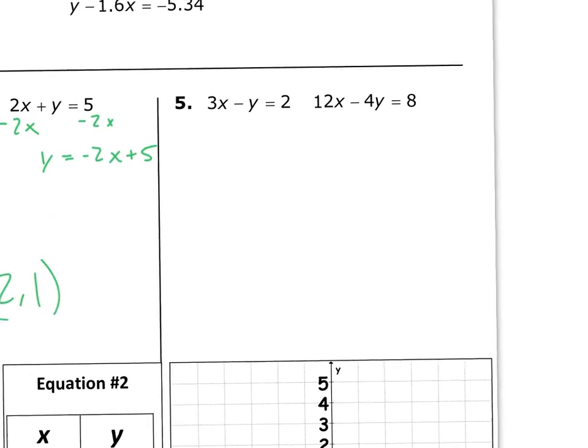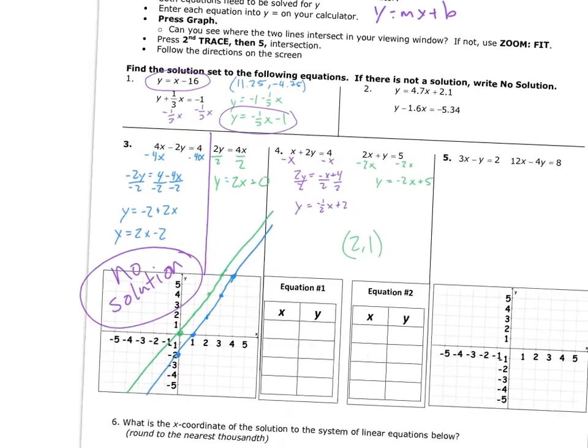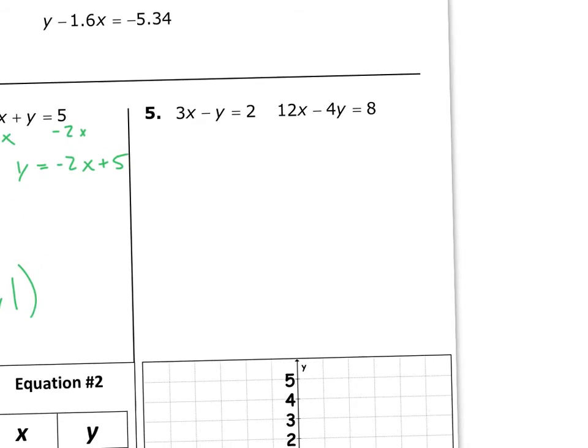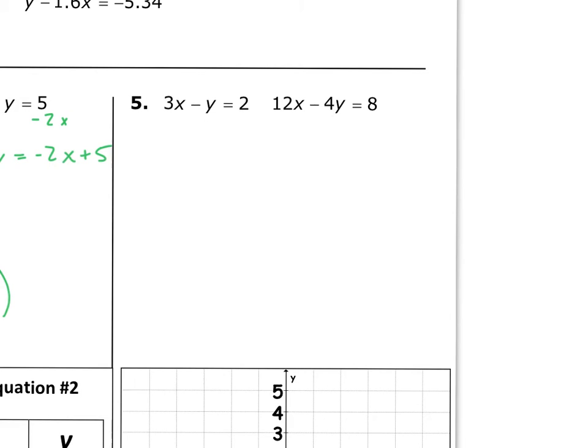Now we got number 5. So number 3 had no solution. Number 4 had one solution. So we're going to see what it looks like for 5. Same step again. I need to get both of them in my y equals mx plus b form. So if I have a 3x minus y here, I'm going to subtract 3x from both sides. And so I have negative y equals negative 3x plus 2.